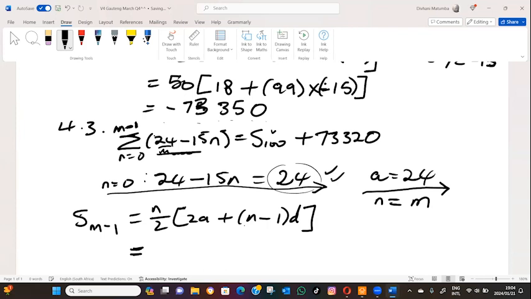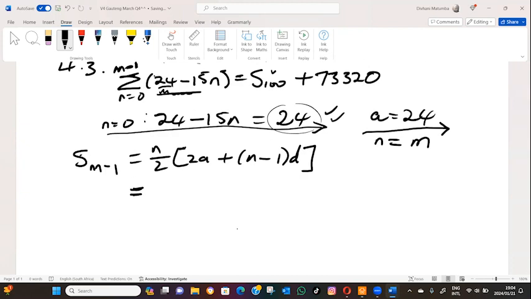It is given by m. So if the value is given by m, for those who don't understand, please go to the comment section. I will explain to you why the value of n is given by m. But what I can say is that if you have two bounds on a summation, the t of n that you're going to be looking at will be at the value of n minus 1.